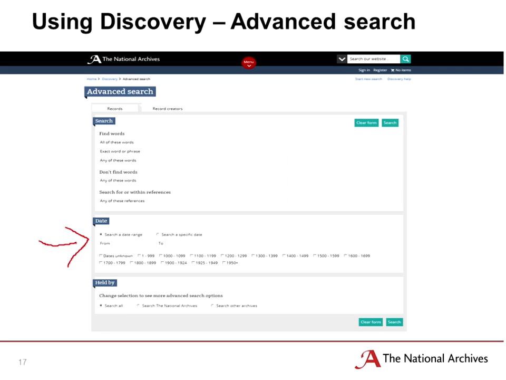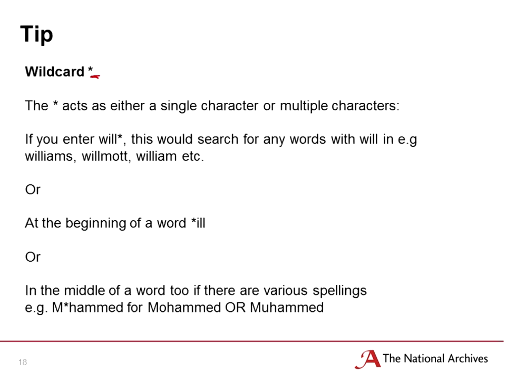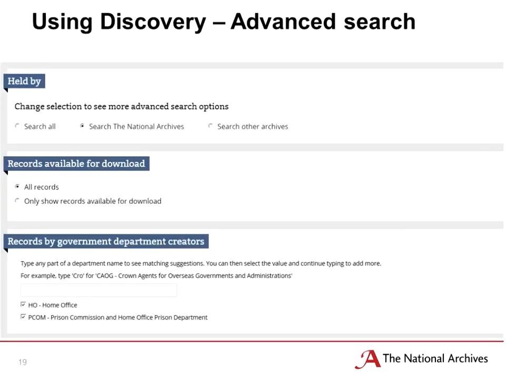The next section in advanced search is the held by, which we also saw on the search results page. We are going to stick with just looking at National Archives records. So that's what we're selecting here. So once we've selected search National Archives only in the held by section, that opens up a few more options below that you can additionally refine your search with. So you've got records available for download.